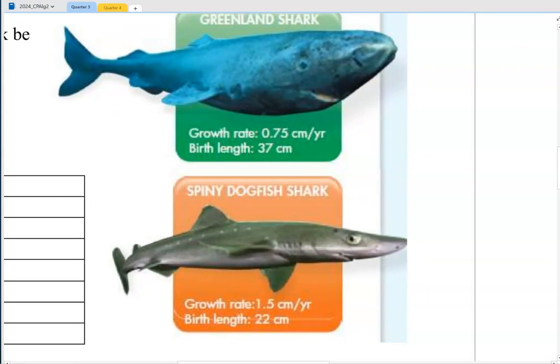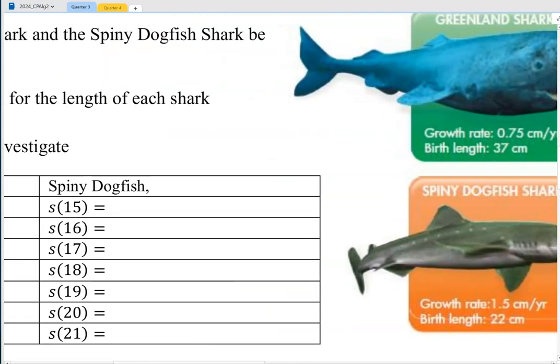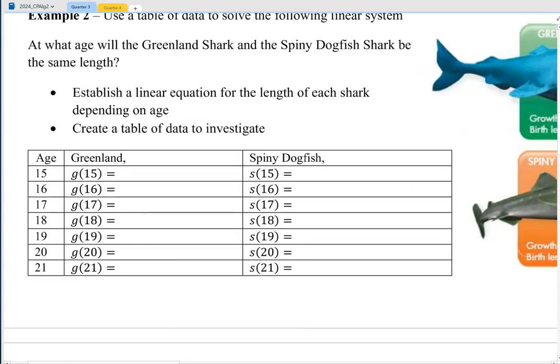It appears that the Greenland shark at birth is much larger than the spiny dogfish shark. However, the spiny dogfish does grow faster than the Greenland shark. So it would stand to reason that at some point these two will be the same length. Let's see if we can determine when that happens.